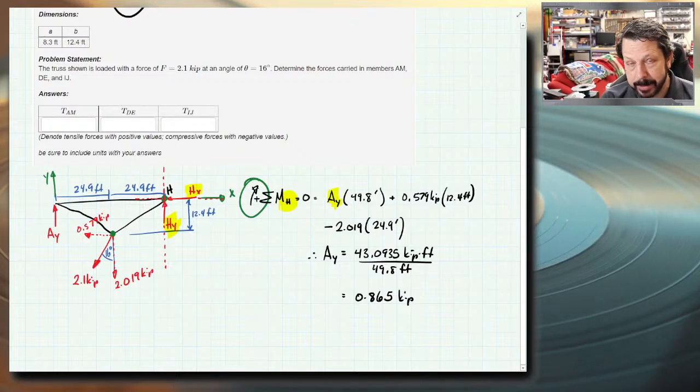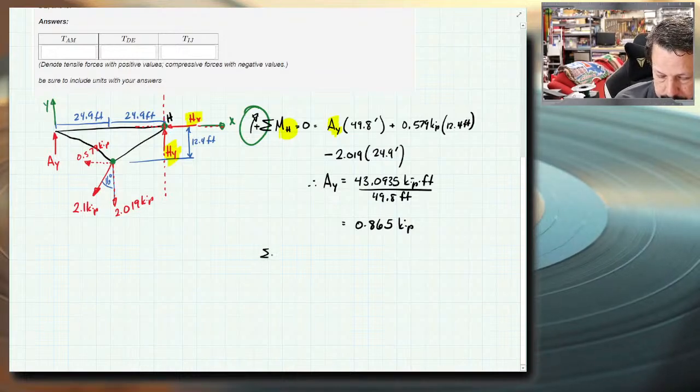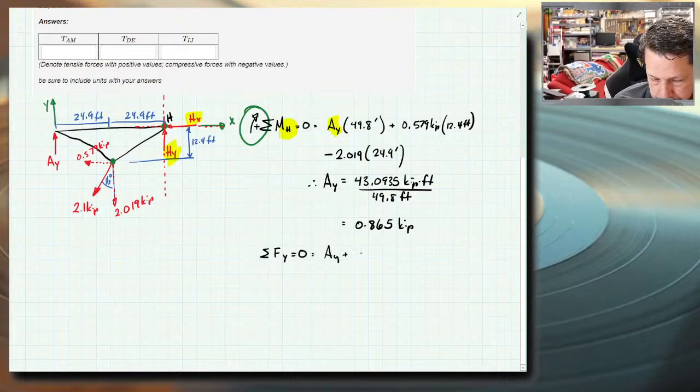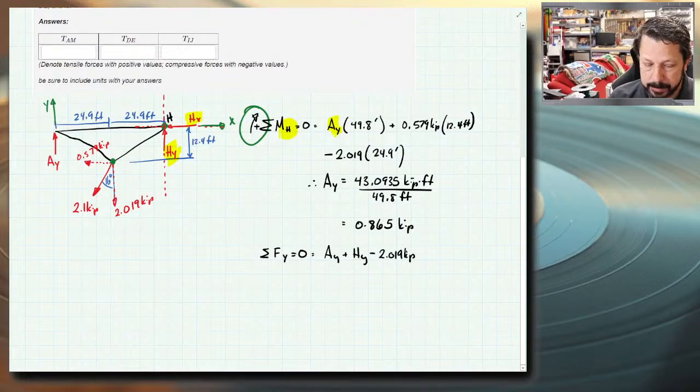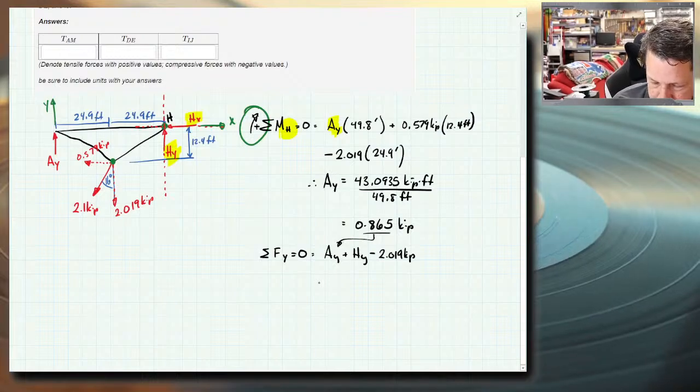At that point, I can go and write one of my other two equilibrium equations. So I could write summation of forces in the y direction. And I've got AY plus HY minus the 2.019 kips, so just the y component of the 2.1 kip external force. And I just found a value for AY. So that would tell me HY equals, I move the 2.019 to the other side of the equals, it becomes positive. Then it needs to subtract off the 0.865, and I get 1.154 kips.